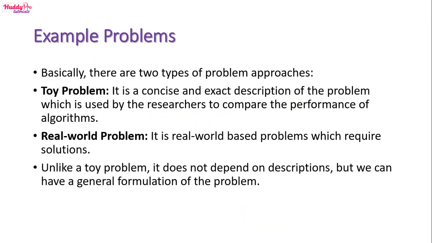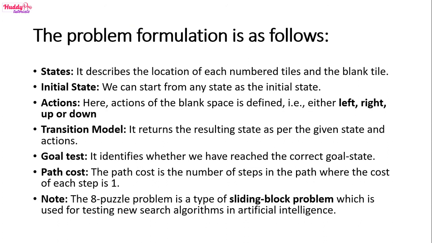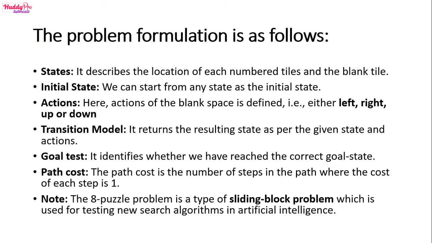Remember, we said that the transition model describes what each action does. So here, the transition model returns the resulting state as per the given state and action. So when you move 5 to the right and it goes into this blank space, what it returns after moving that 5, the new state of the puzzle, is the transition model. After making an action, what is returned.